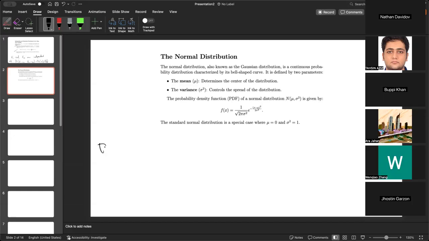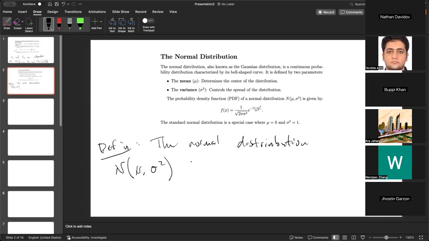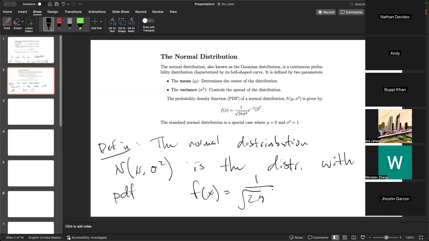So here's the definition, this is what you can write. The normal distribution, denoted N(mu, sigma squared), is the distribution with probability density function f of x equals 1 over the square root of 2 pi sigma squared, e to the minus (x minus mu) squared all over 2 sigma squared. Okay.